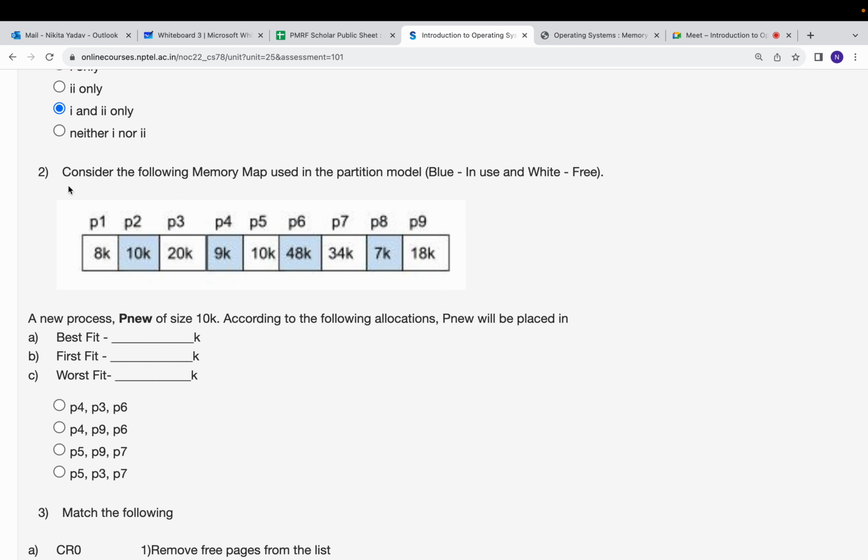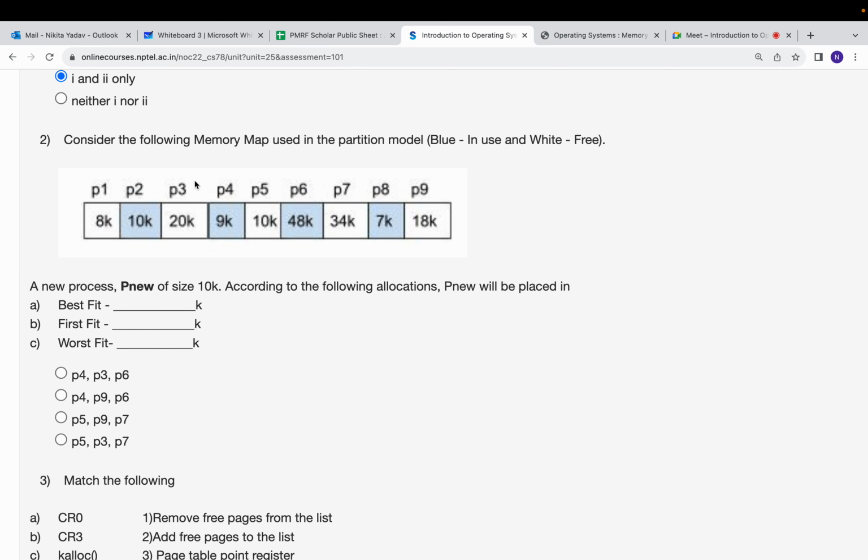Okay, if not, then let's try the second. It's the same as the last question we did. Here again the memory map is given. Your new process is of size 10K, and the new process is placed in which chunks here? P1 to P9 are the options: best fit, first fit, and worst fit. Again, traversing from left to right as well. I think the question is the same. No, it's a little different, but yeah.